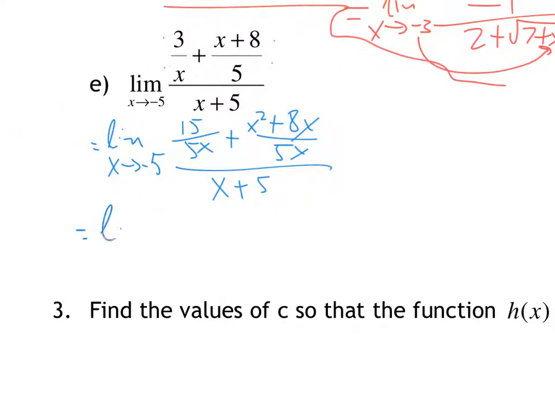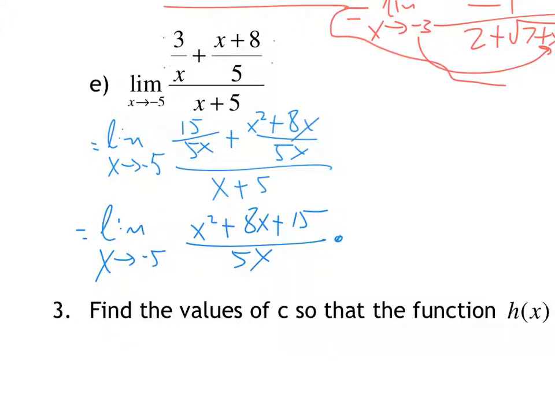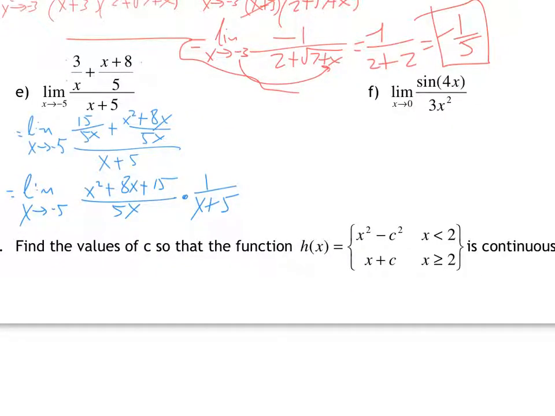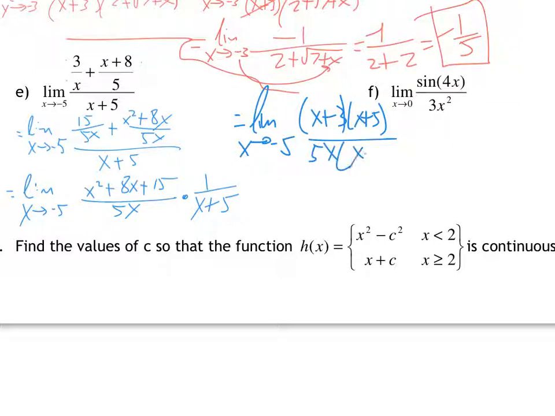And simplifying the top, we get x squared plus 8x plus 15 all over 5x. And let's change the bottom to multiply and flip: 1 over x plus 5. Multiply by the reciprocal. And so this equals the limit as x goes to negative 5. Going to factor the numerator. That's x plus 3 times x plus 5 all over 5x times x plus 5.